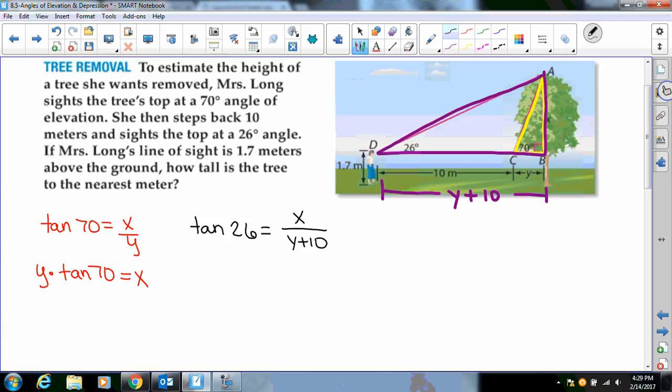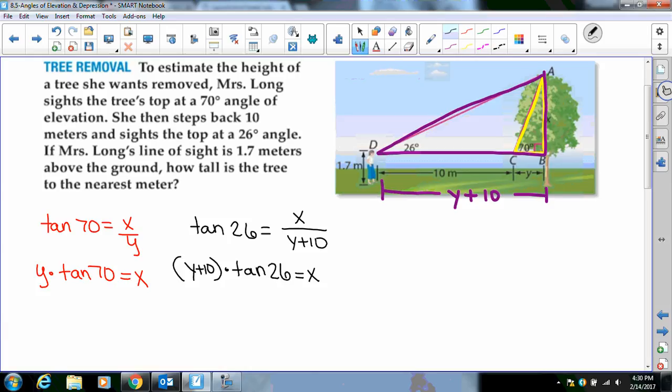Okay, and because we have 2 equations with x and y, what we're going to do is either substitution or elimination, which in this case, if it's easy to solve for one of the variables, which it's going to be for all of these, then I would do substitution. Okay, so I'm going to get this equation also equal to x, so I'm going to multiply both sides by y plus 10, and I'm going to put that in parentheses because it's a binomial.